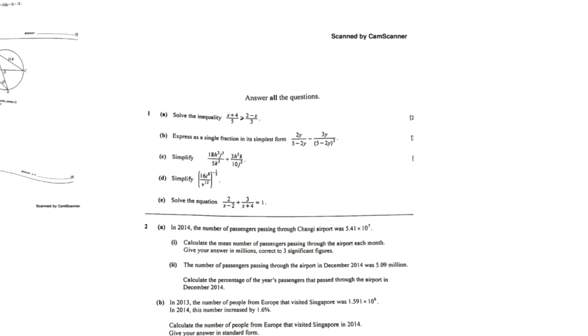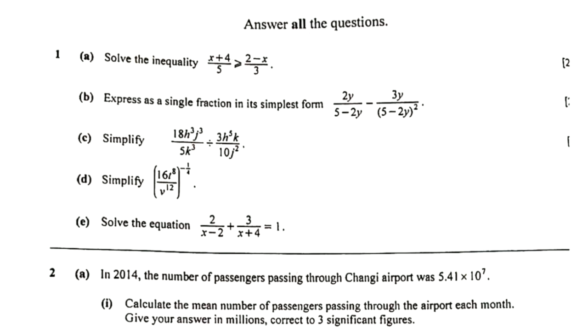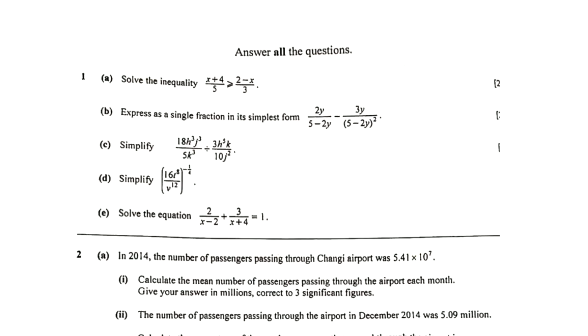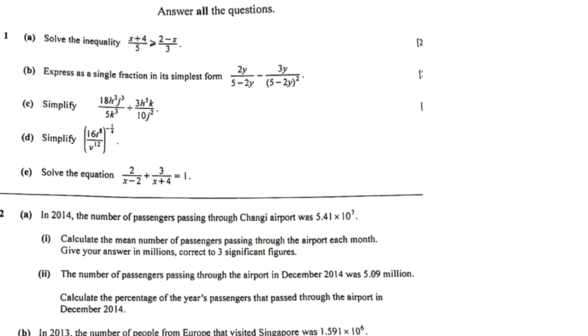Oh, question 1 is here. Okay, let's look at question 1. Solve the inequality. Can you tell me how to solve? What would be your first step? You make it cross multiply, to make it one line. Yeah.